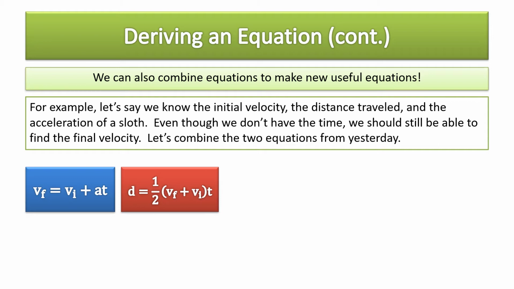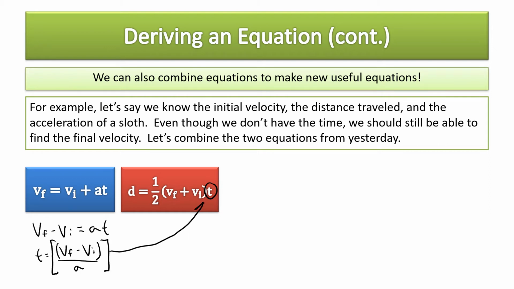Okay, so let's derive. If we want to get rid of T, let's solve for T in this formula, and then we'll plug that value in over here, and we'll have an equation that doesn't have any T in it. So we'll do VF minus VI, we'll swing that VI to the other side by subtracting it, is equal to A times T. And now we have T is equal to (VF minus VI) divided by A. So anywhere we see a T, we're going to plug in this equivalent.